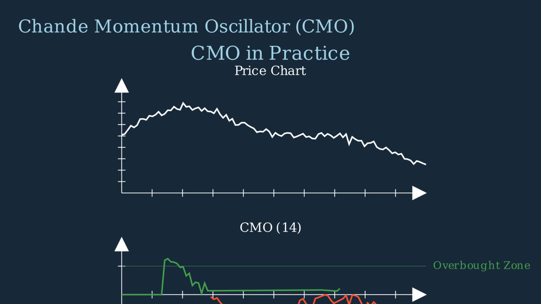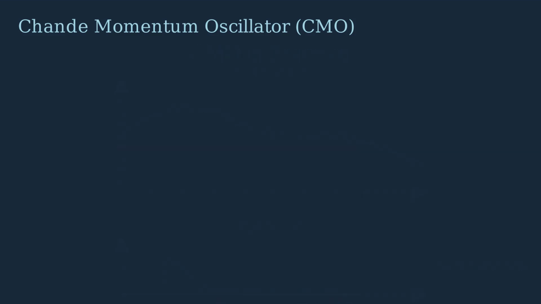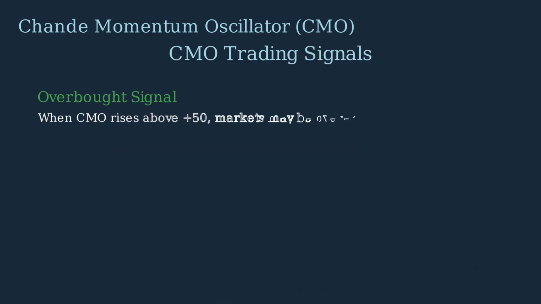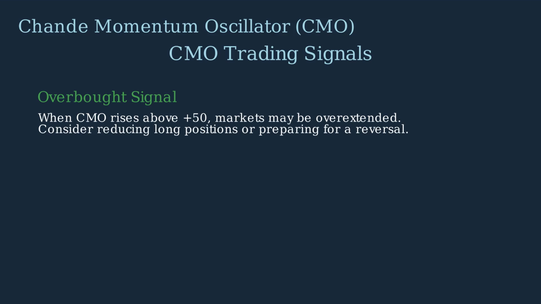When the CMO moves above +50, it indicates overbought conditions. Similarly, when the CMO falls below -50, it suggests oversold conditions, which may present buying opportunities. The CMO provides several actionable trading signals. When the CMO rises above +50, it signals overbought conditions. Traders might consider reducing long positions or preparing for a potential reversal.